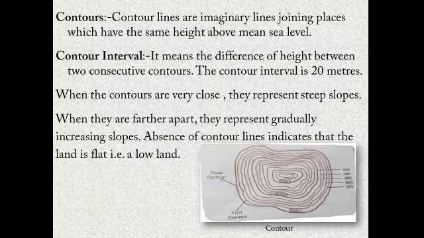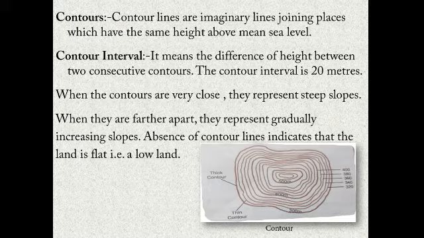Here you are learning about contours and contour interval. Maybe they will ask, what do you mean by contours? Contour lines are imaginary lines joining places which have the same height above the mean sea level, not from the ground. You have to write this definition: contour lines are imaginary lines joining places which have the same height above mean sea level.